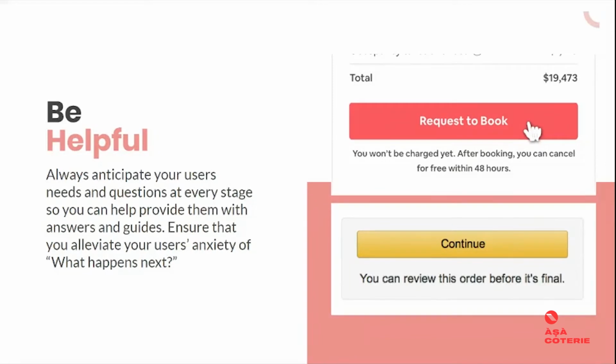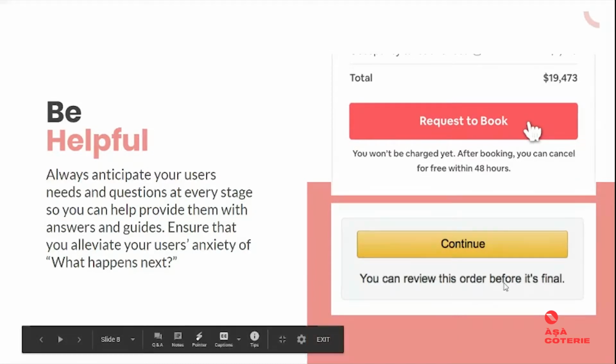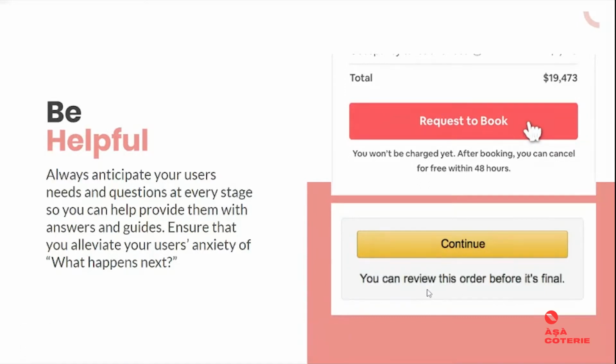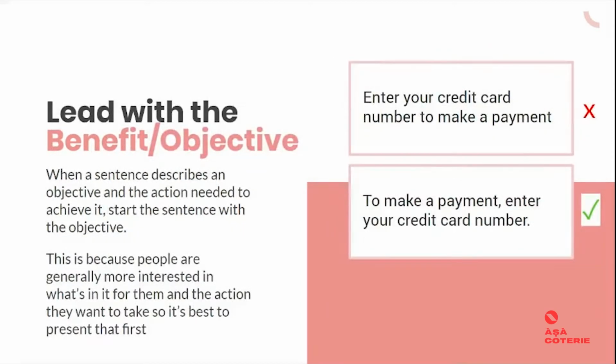After booking, you can cancel for free within 48 hours. And that helps the users know that clicking this button doesn't mean money is leaving my account immediately. Or this one from Amazon, when someone is shopping and you have this tiny microcopy there that still says you can review this order before it's final. So even before you finally pay, you can still go back and check. It just helps your users reduce their anxiety, questions, or whatever worries they might possibly have.